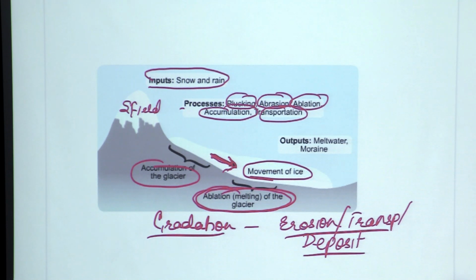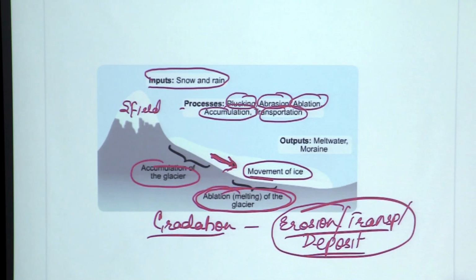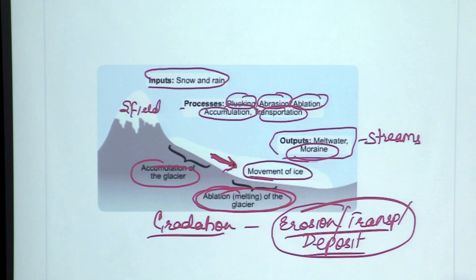Accumulated snow and ice, when it starts moving down the slope, tends to act as gradational agent, glacier. This glacier is engaged in all the threefold tasks, and as written in this diagram, output will be melt water, which we can easily call streams, and moraines. What are they? We will be learning it in the next go.